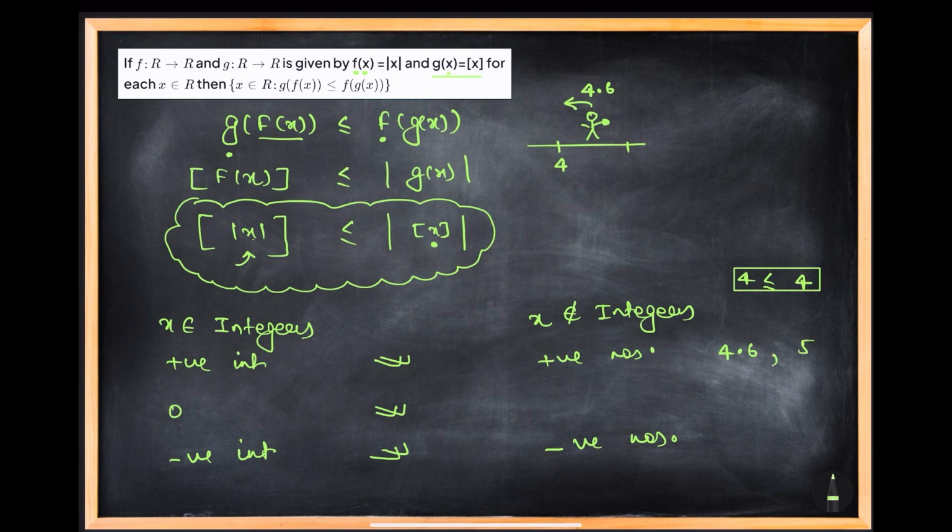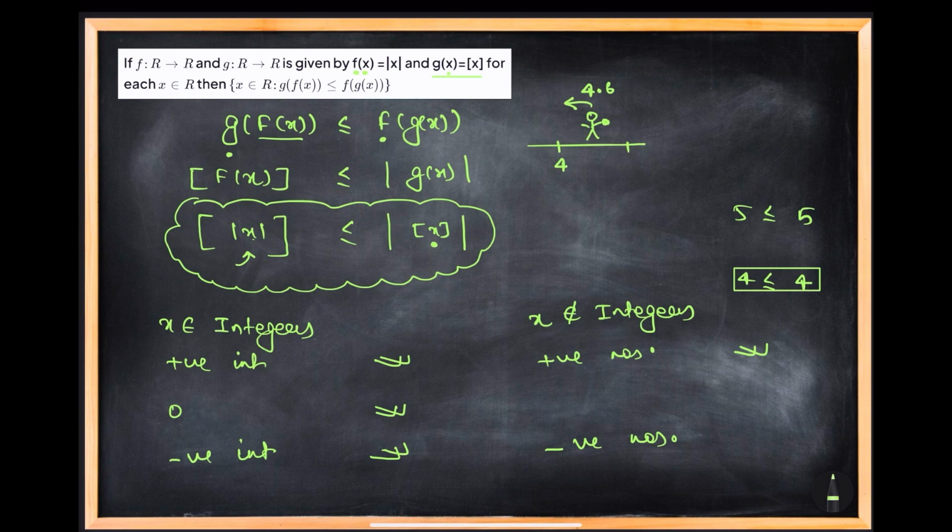Now I'll be talking about 5.7. So I'm taking two numbers so that we can establish better clarity, because we cannot judge on one number, no? Now 5.7. So what is box of 5.7? It's 5. Then mod of 5.7, it's 5.7 only, and then box of 5.7 is 5. So again it holds true. Equality holds true. Then this means by observation we can say that at positive non-integers, equality holds true.